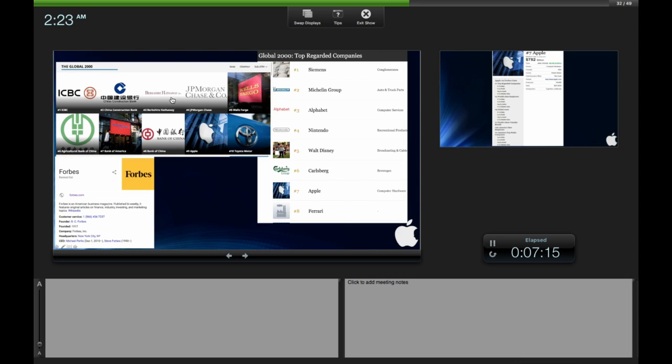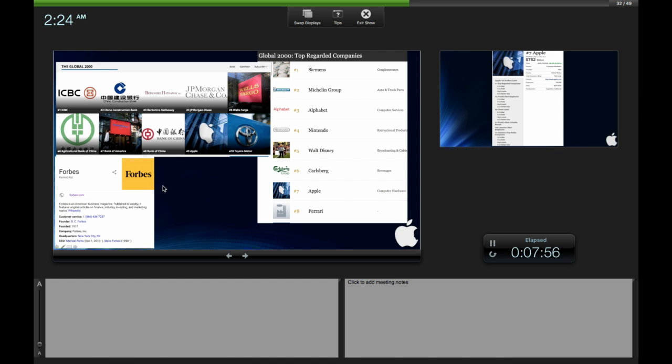Now here's the thing, the Global 2000, I researched what it is exactly, and it's basically a list of the companies that will be in the future, and it will have a lot of things in the future. And then the top regarded companies is where the world feels that companies should be regarded. You know, like Siemens for whatever they do, Michelin Group, which is auto and truck parts, Apple for computer hardware, and so on and so forth.